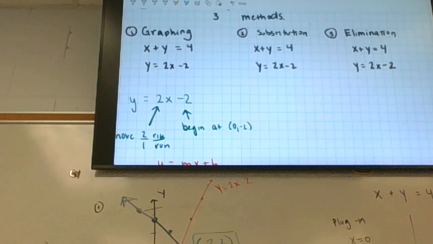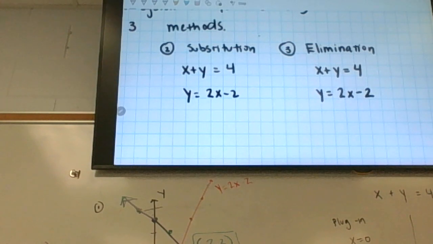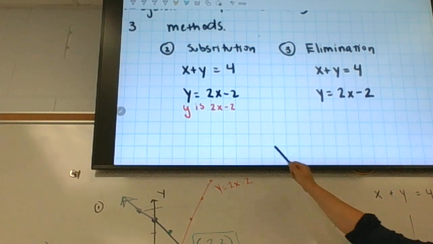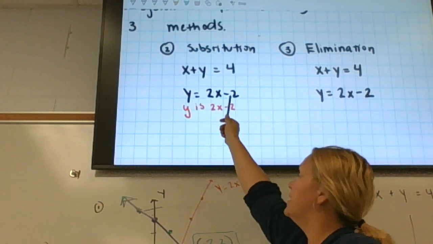Okay, substitution. So I need to be able to pull a replacement in. So when I look at this bottom, it is y is 2x minus 2. When you read "is" in a problem, that's where the equal sign goes. So y is the same thing as 2x minus 2.